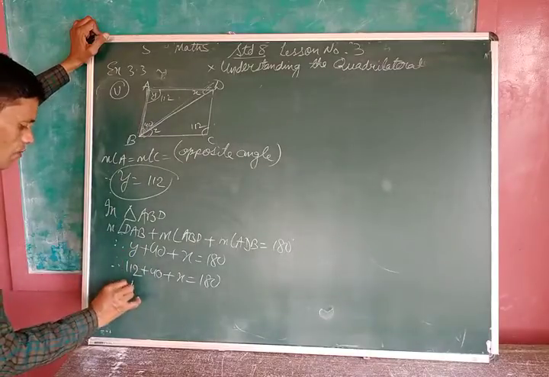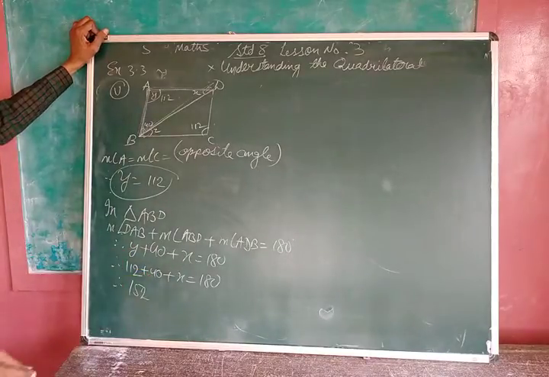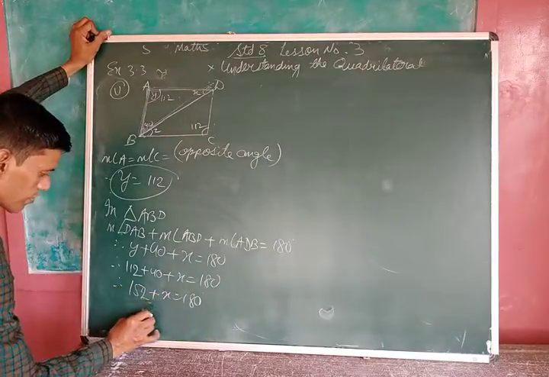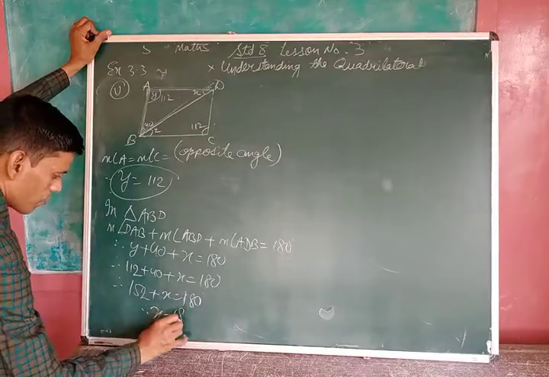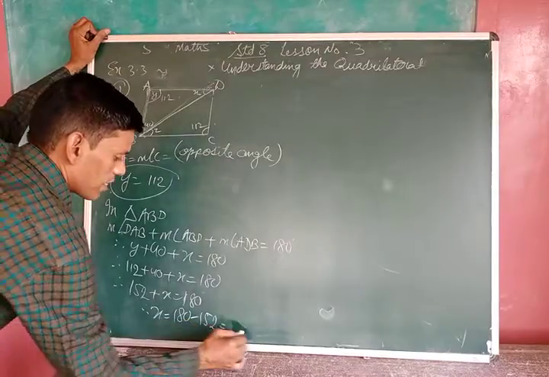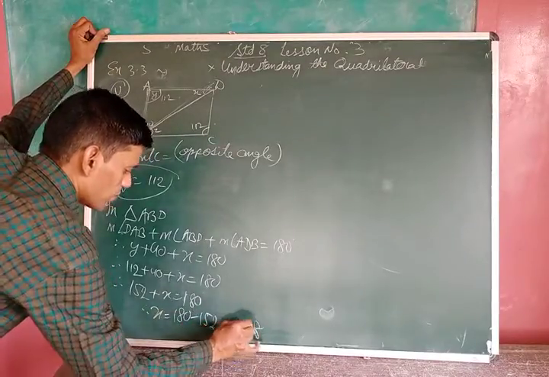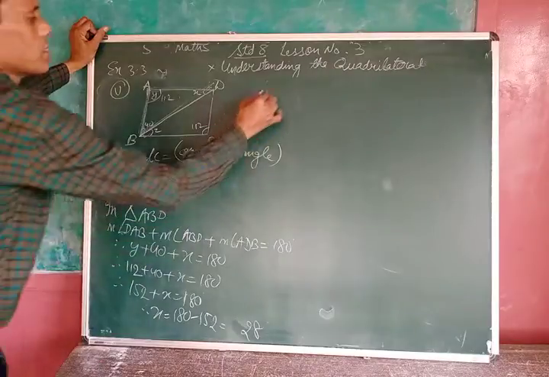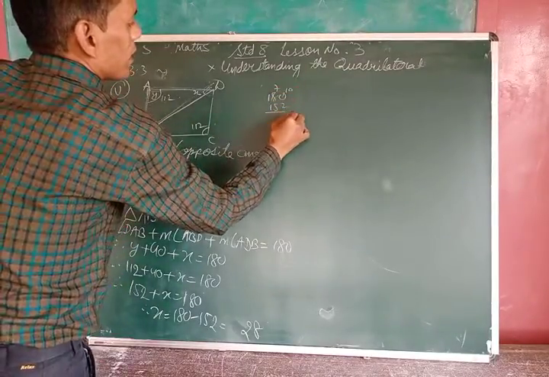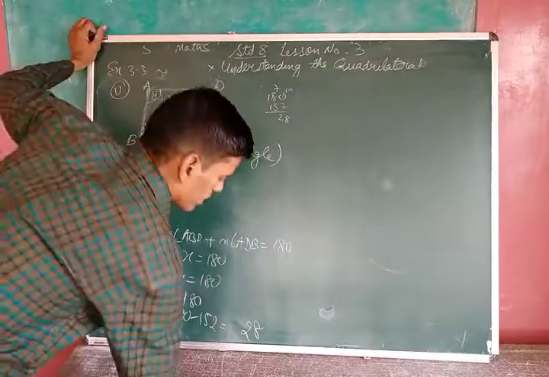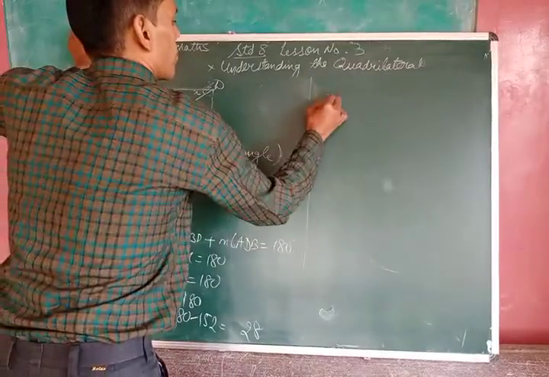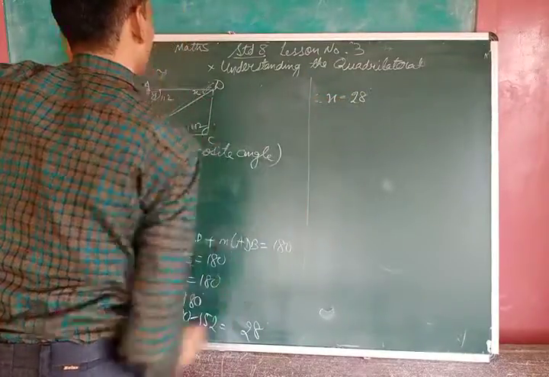Therefore, if you add 112 and 40 you will get 152. 152 plus x is equal to 180. Therefore x is equal to 180 minus 152. If you subtract, 10 minus 2 means 8, 7 minus 5 means 2. 28 is the answer. Therefore x is equal to 28.